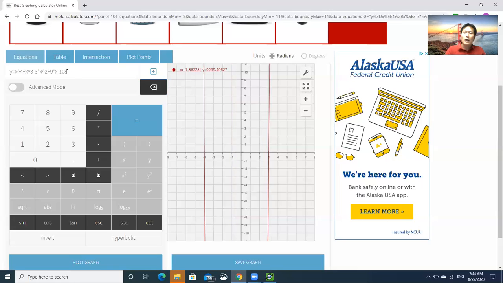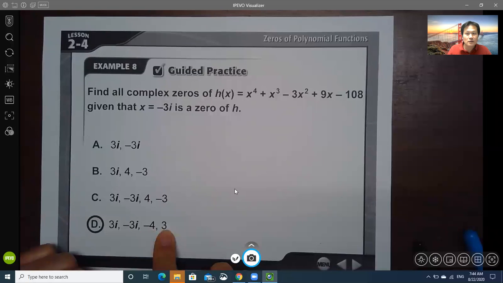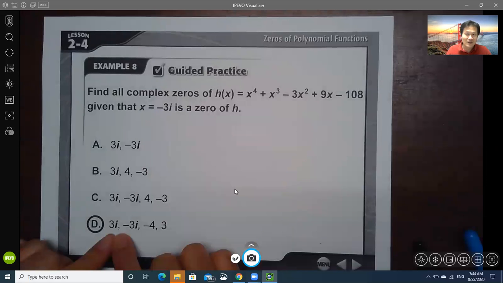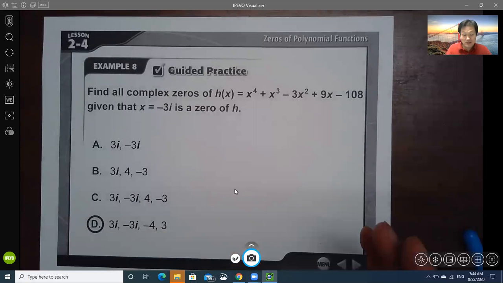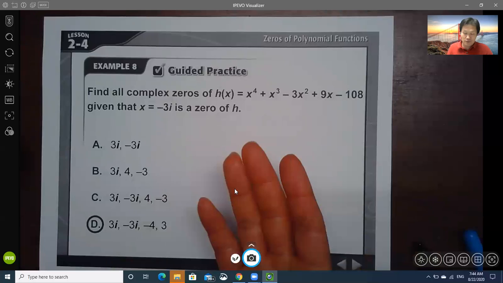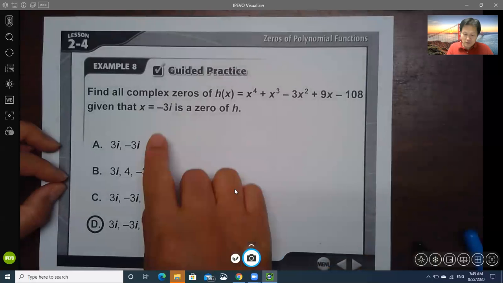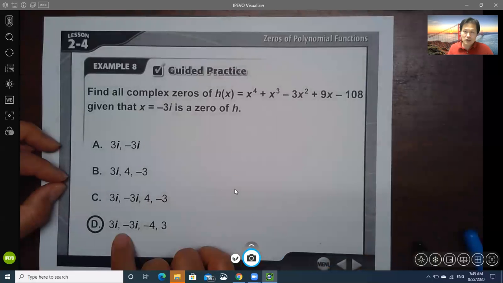Graph it? Aha, very lucky. I got minus 4. I got 3. Do you see I got minus 4 and 3? They gave us minus 3i, so you know 3i should be the answer. Since it was all that, we are done. For the complex zeros, we got 2 from the calculator and they gave you 1, which leads to another one, so game over.